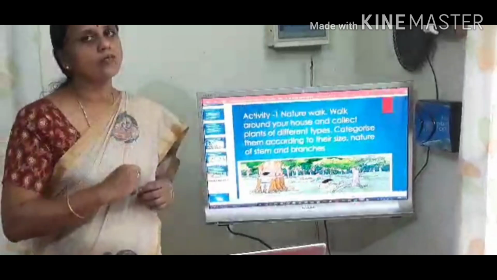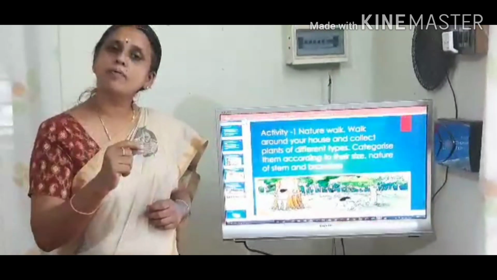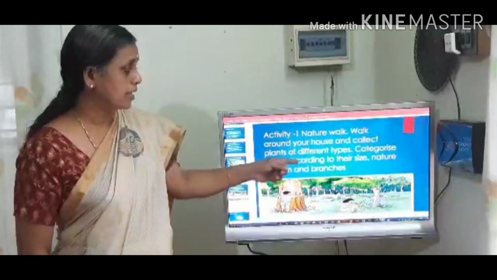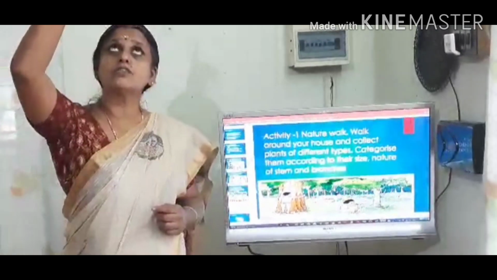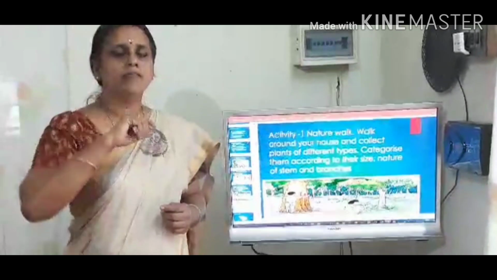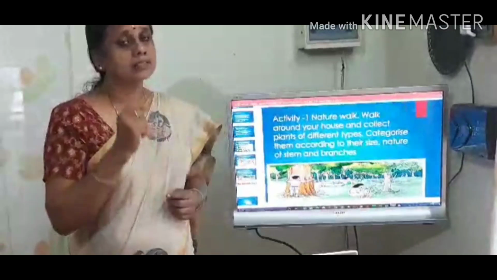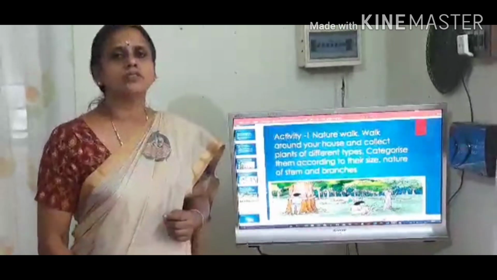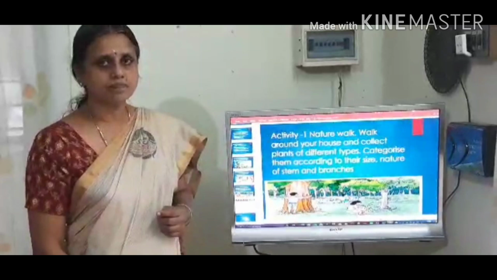You have to find out whether it's a herb, shrub or a tree. So after this activity, based on the size, whether they are tall, what all things do you have to see? That they are growing tall, whether the stem is thick, stem is green, stem is tender. All these things you have to see before classifying them.